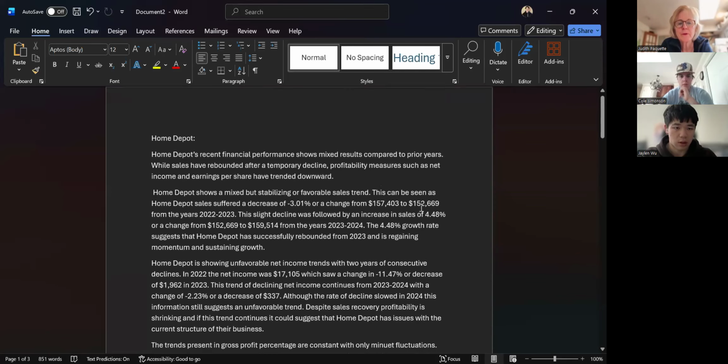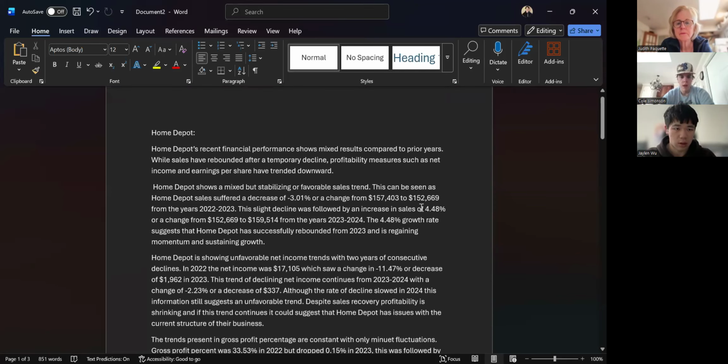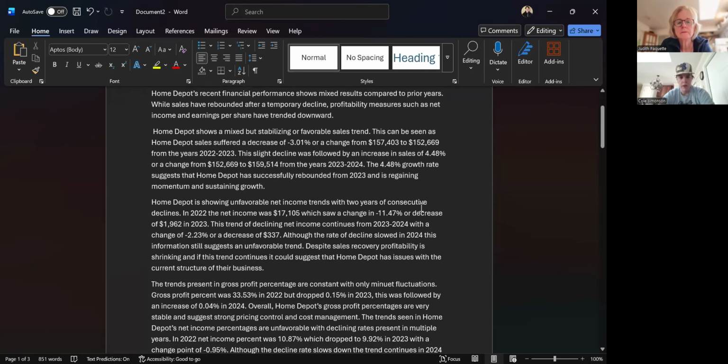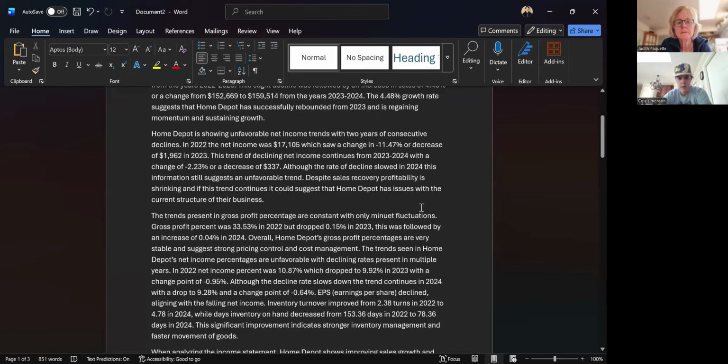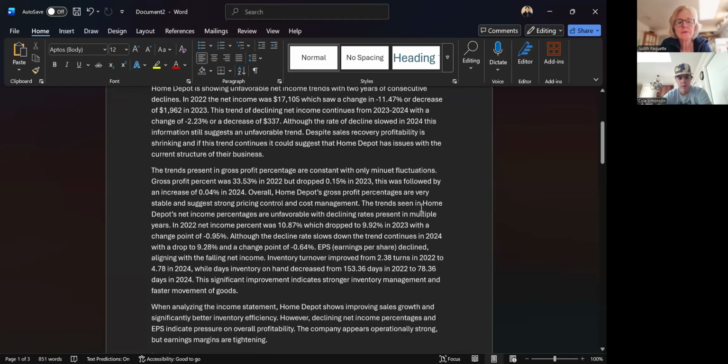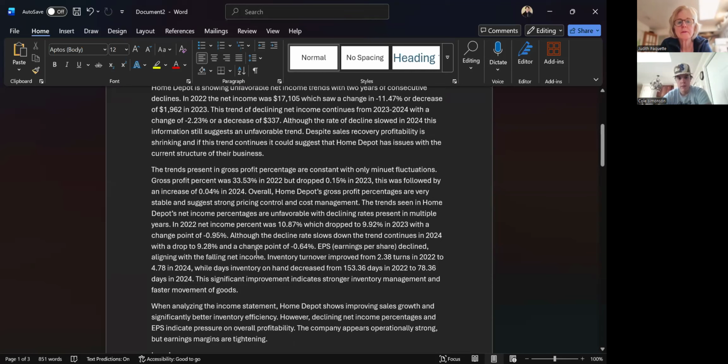Mixed but stable. So go to your ratios. This is all the ratios, for Home Depot. So the trends present are constant with only minute changes. You might want to check this spelling, it's not minuet. Gross profit, it's fine, don't worry about it. Gross profit was 33, but dropped.